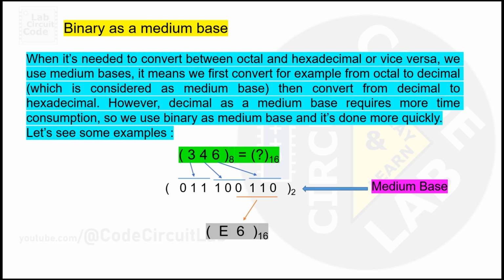How did we do it? Well, a group of 4, 0110, makes a 6, and another group of 4, 1110, makes an E. And the 0 is not needed here. So 346 in octal is actually equal to E6 in hexadecimal.